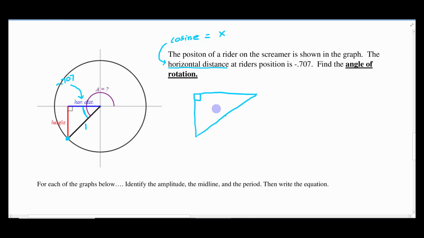Just like that, right? And we know this side is 1. And for now, I'm going to forget about the negative. I'm just going to say this is 0.707, and our mission here is just to find this angle, right? Because if I find this angle, that's the same thing as finding this angle here. And then I can use that to find the angle of rotation, okay?